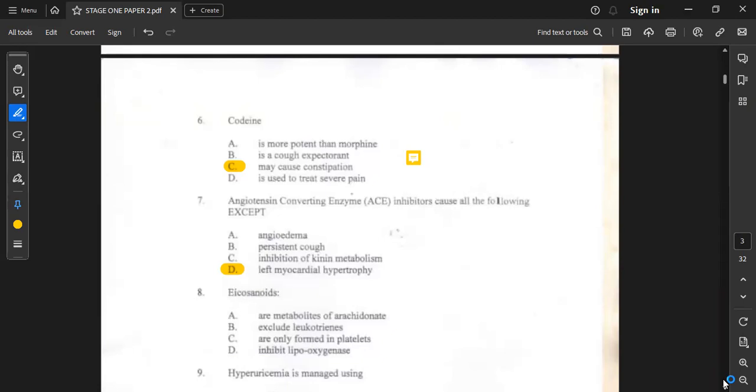Eicosanoids are metabolites of arachidonate. They exclude leukotrienes. They are only formed in platelets and they inhibit lipoxygenase. Eicosanoids are basically three classes: the prostaglandins, leukotrienes, and thromboxanes.